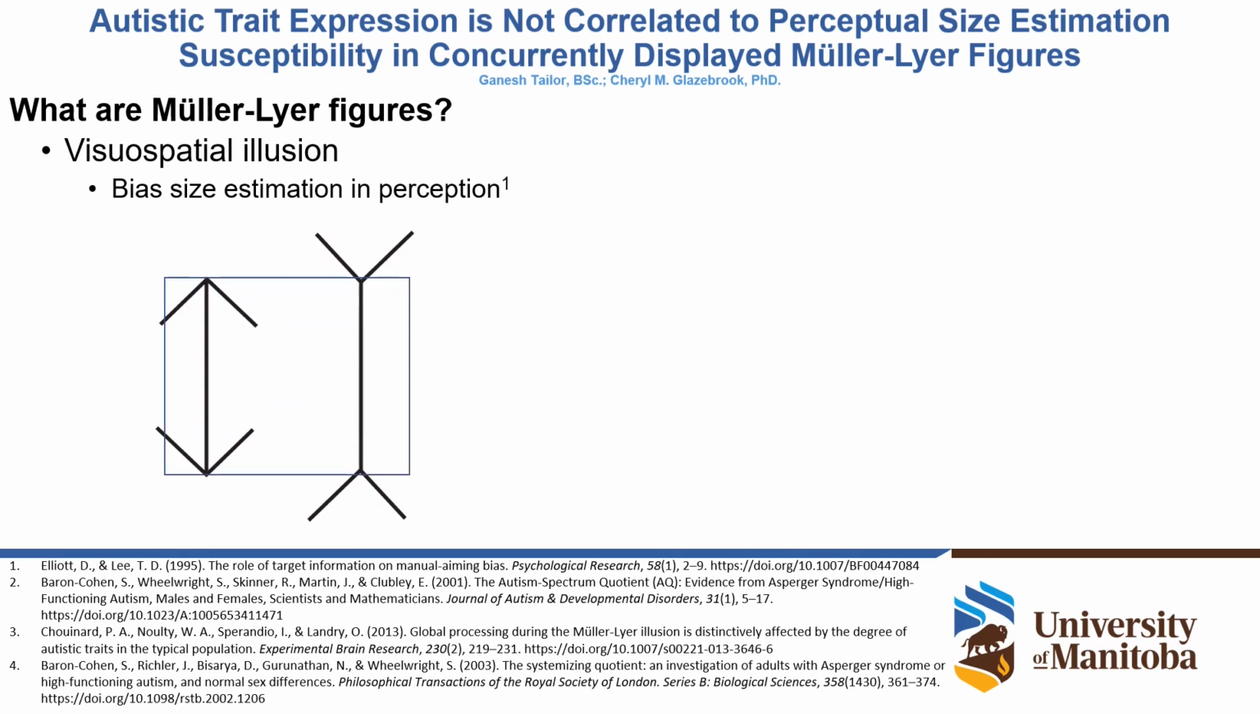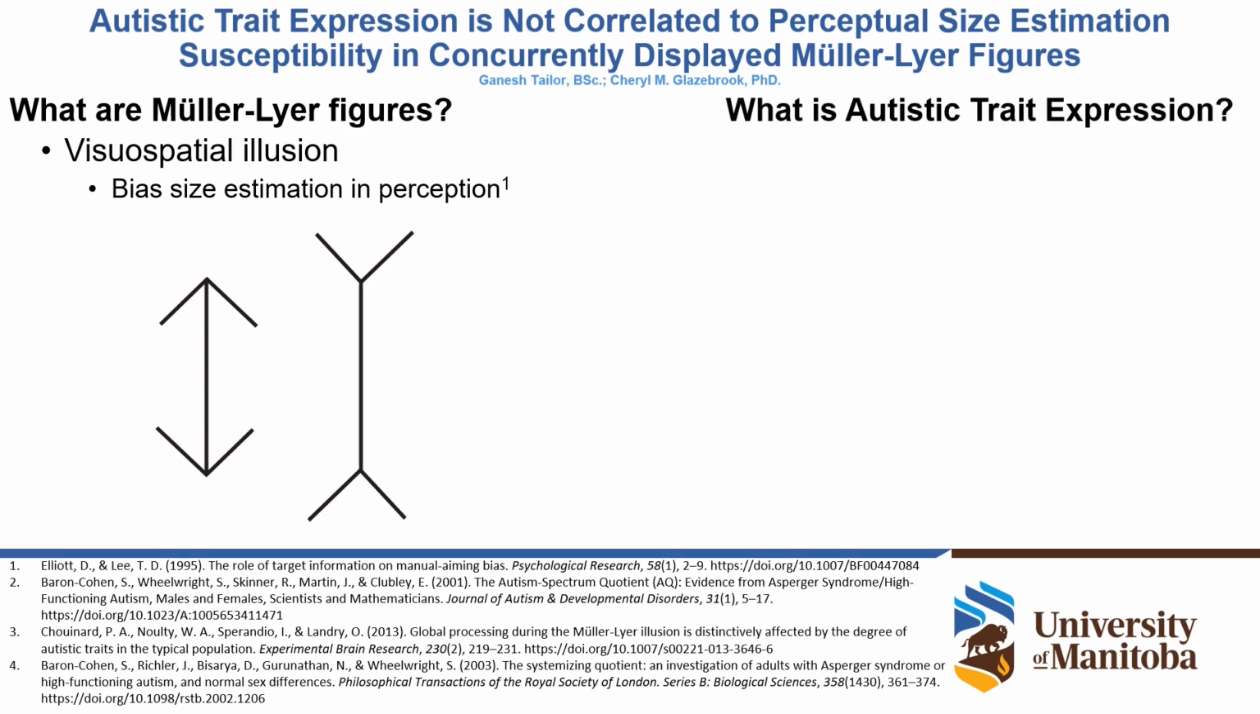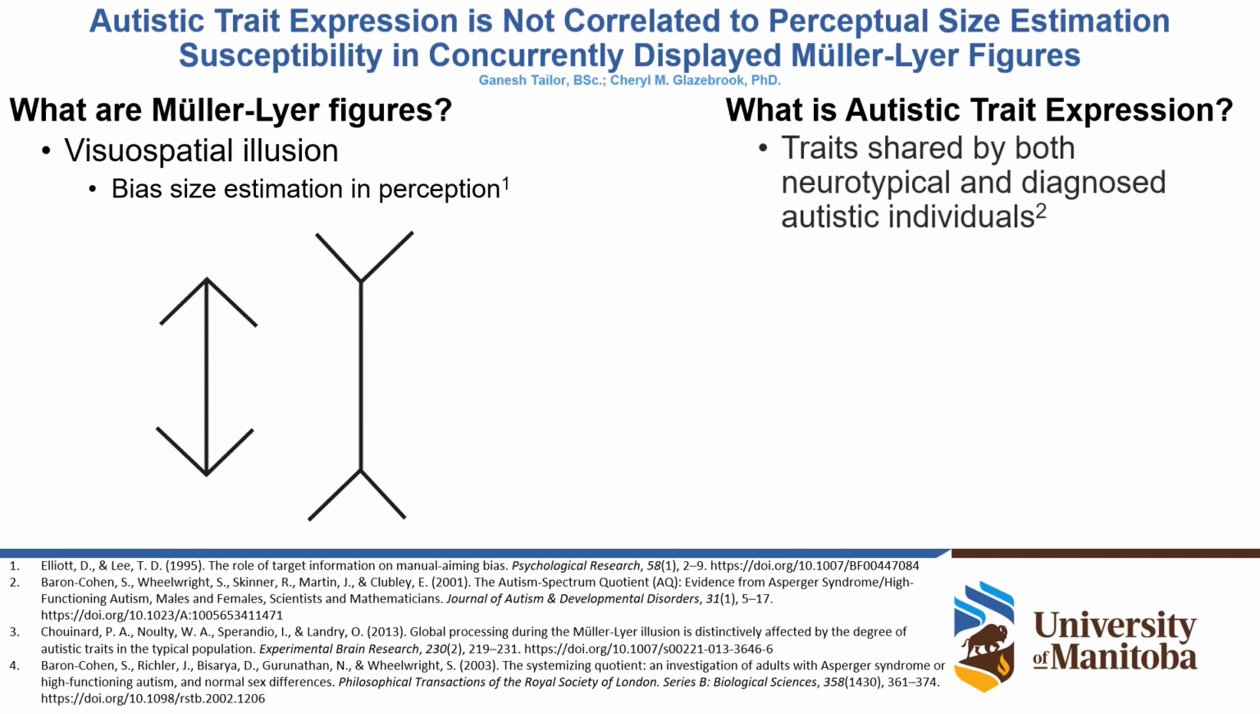Lo and behold, both of the figures' central shafts measure the same length, but the figure on the right is interpreted as longer. Now, what is autistic trait expression? These are traits which are shared between both neurotypicals and those on the autism spectrum. A greater expression of these traits has been linked to increased accuracy in size estimation of illusions. That is, a greater expression of autistic traits is supposed to reduce the magnitude of illusions.